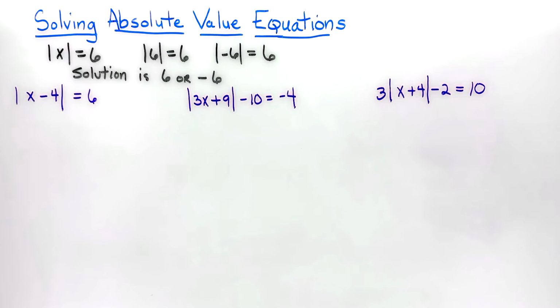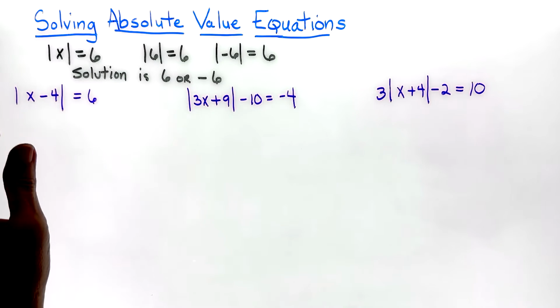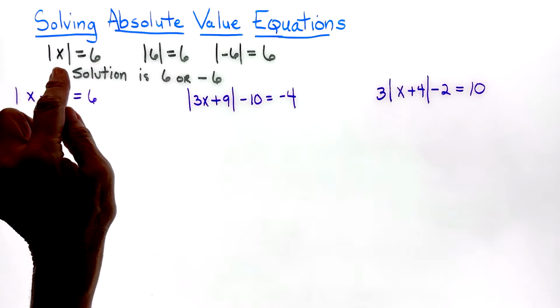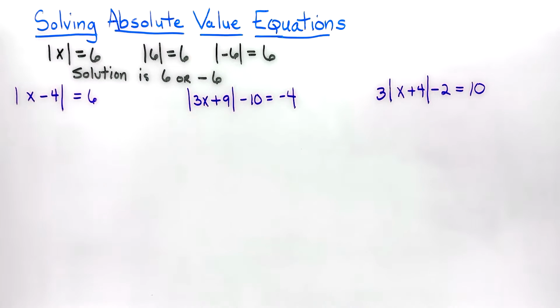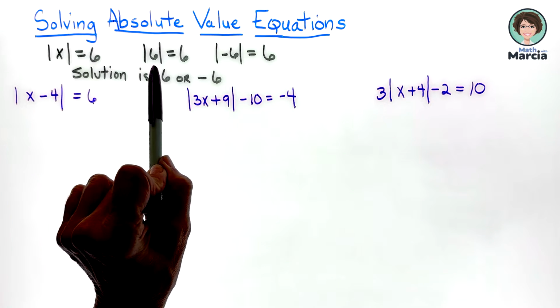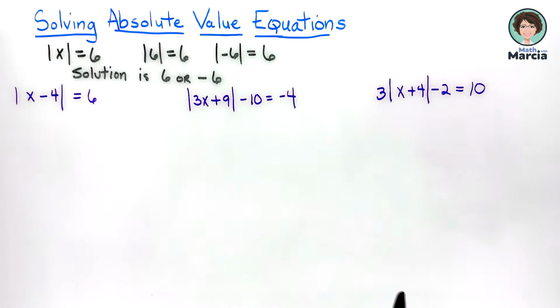In this lesson, we are going to be solving absolute value equations. Remember, absolute value is a distance from zero. So whenever you have distance, it's always a positive number. So the absolute value of x is equal to 6. We know that if we put a 6 inside there, well, 6 is equal to 6.